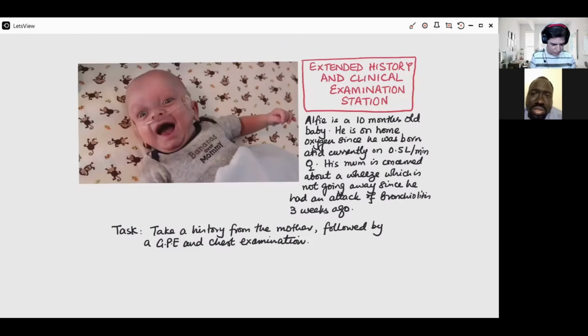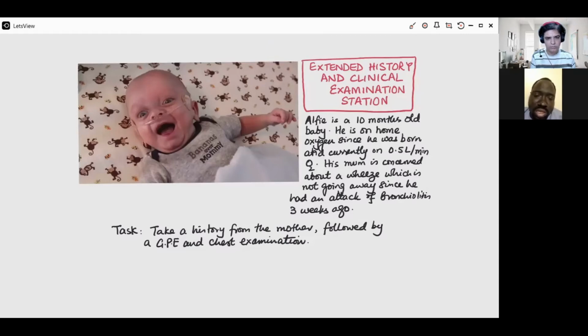Okay, so that now brings us to the examination section of the station. Please do a general physical examination followed by a chest examination. After asking for consent, I'd like to position properly, gowned and gloved in a well-lit room. I'd like to ask mom to position Alfie on her lap. If Alfie is in the cot and comfortable, that's fine. As comfortable as Alfie can be.